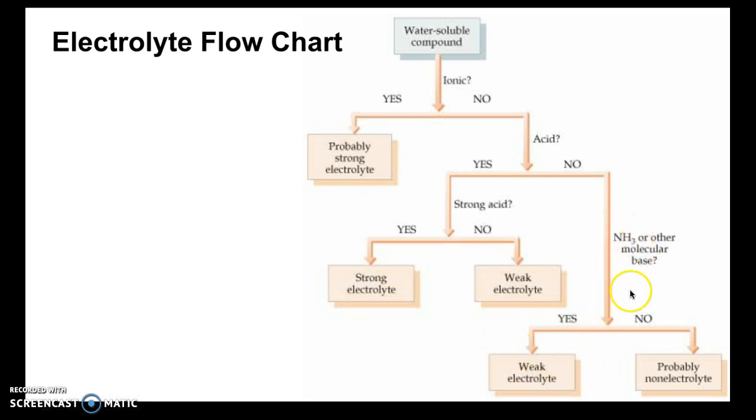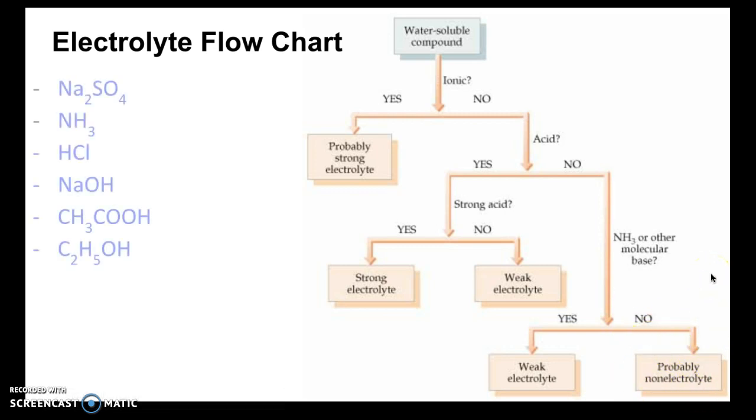If it's a molecule that is not an acid, it's not a base, it's not ionic, then it's just a molecular compound, then it's probably a non-electrolyte. Like once again, an example would be sugar. So let's look at this flow chart here.